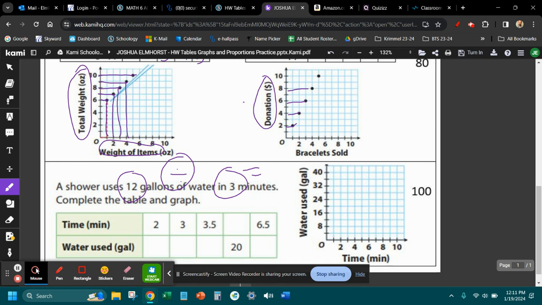How'd you get that? 12 divided by 3 is 4 gallons per minute. So you go down below, 3 minutes is 12. And it looks like we have a multiplying factor of times 4.